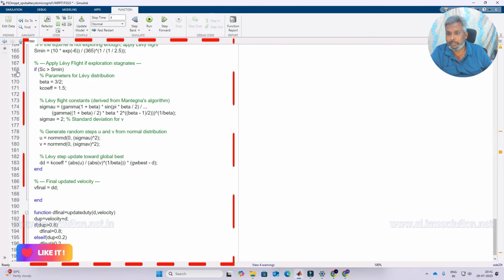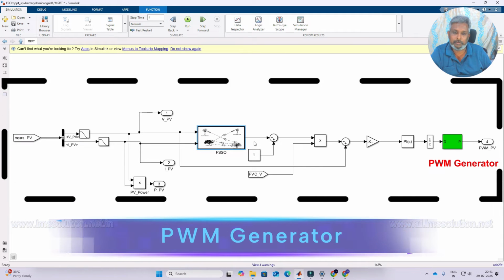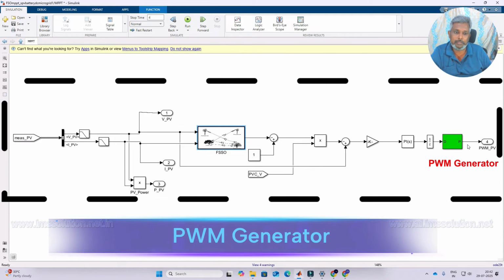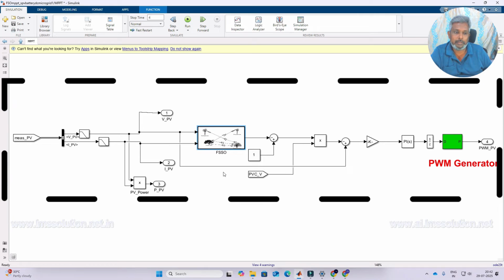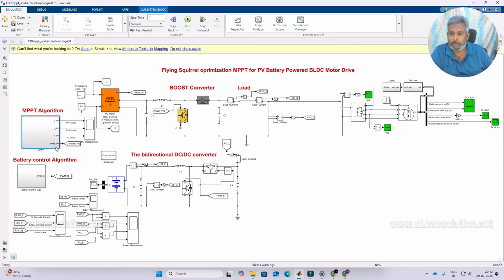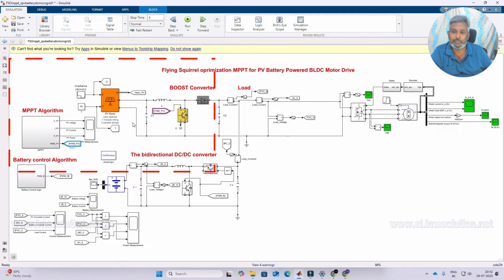So at every sample, a duty cycle will be calculated. The duty cycle will be processed here, and finally we are generating the pulse according to the operation already explained to you. This final pulse will control the IGBT of the boost converter to extract the maximum power from the PV as well as boost the voltage from 17 volt to 24 volt.